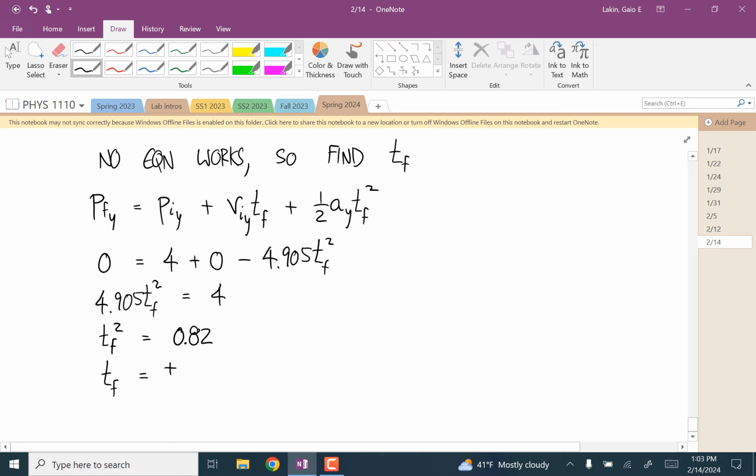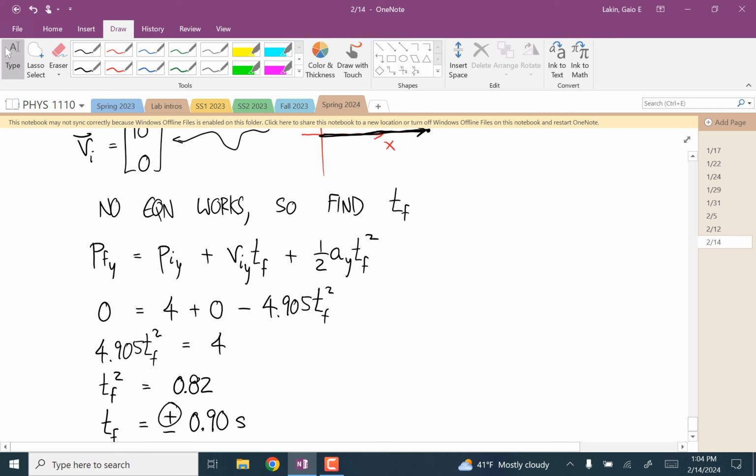So tf is plus or minus the square root of 0.82. About 0.9, right? Yeah, I'll call it that, and this is in seconds. Do we want the positive or negative? Positive. We still don't have negative times. And so now that we've found tf, that's one more thing we know.